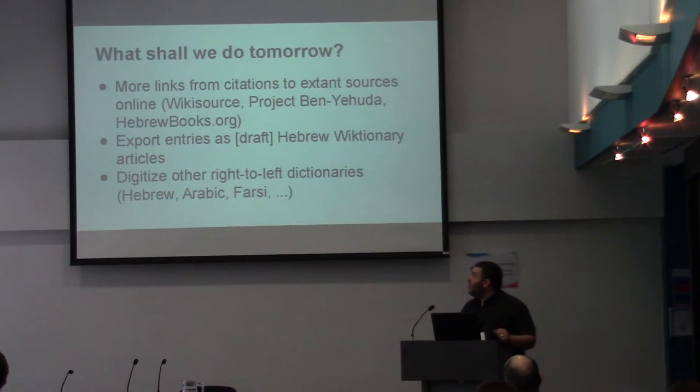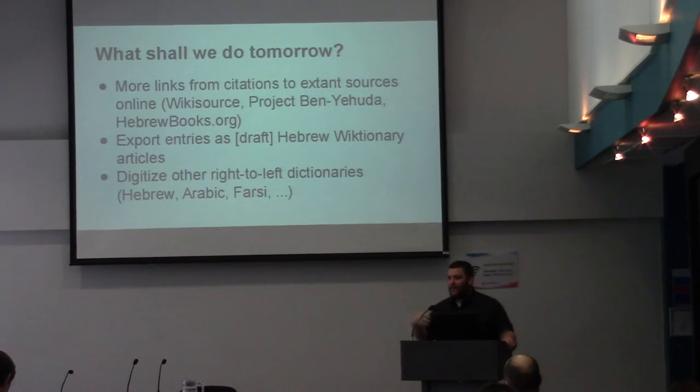And so what am I going to add to this? I would like links to, these automagical links need to be smarter and smarter and know about more and more resources that are available. Not just on Wikisource, but also on Project Ben-Yehuda and HebrewBooks.org. And I would like to be able to export these entries into Wiktionary form.